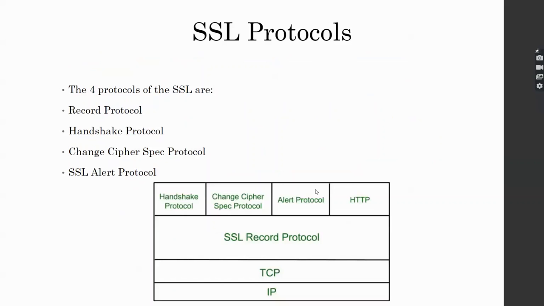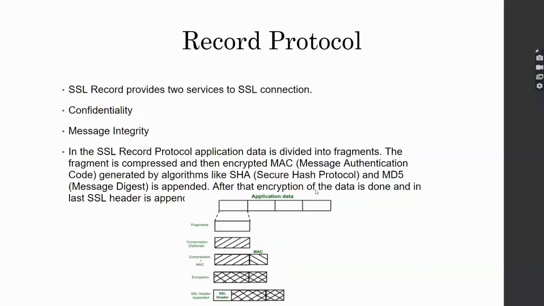Next slide. The three SSL related protocol components are the SSL Handshake Protocol, second, the Change Cipher Spec Protocol, third, the Alert Protocol. Next, Record Protocol. The Record Protocol provides two services to an SSL connection.